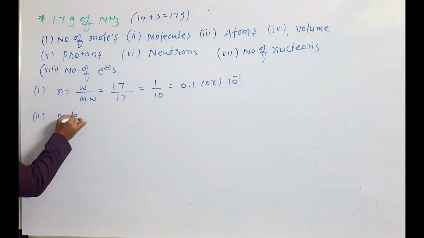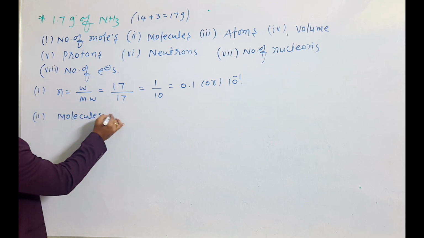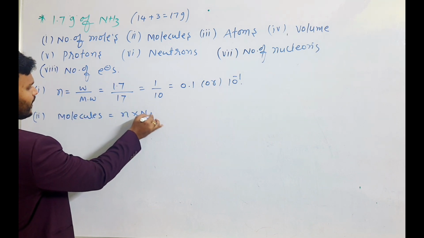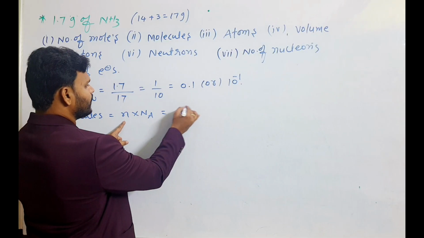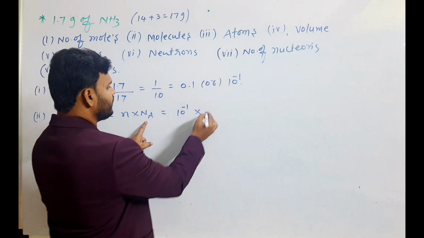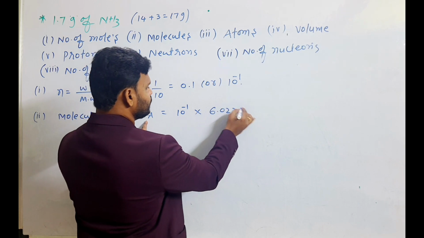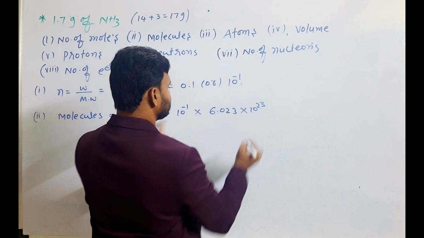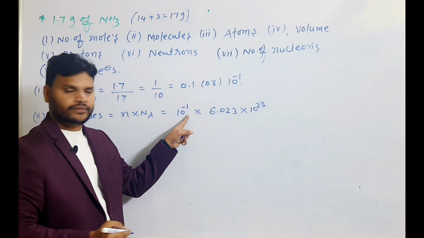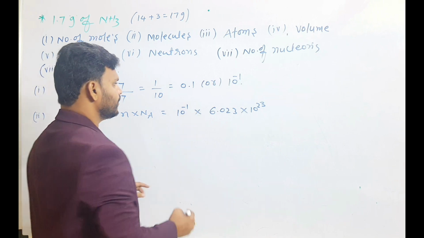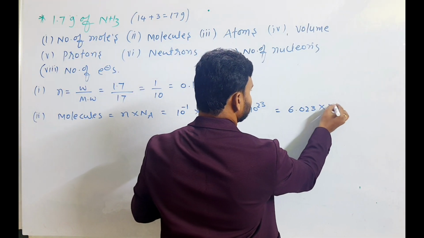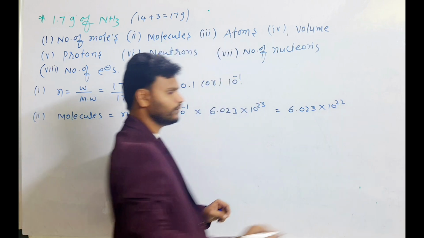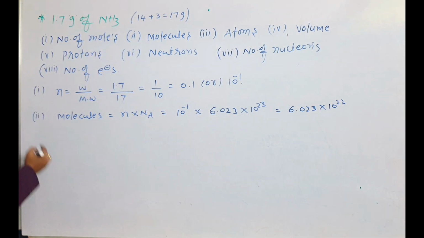Next question: number of molecules. Number of molecules formula: n × Avogadro number. So what is the n value? 10^-1 × Avogadro number 6.023 × 10^23. 10^23 times 10^-1 means 10^22. So 6.023 × 10^22 molecules. This is the answer.